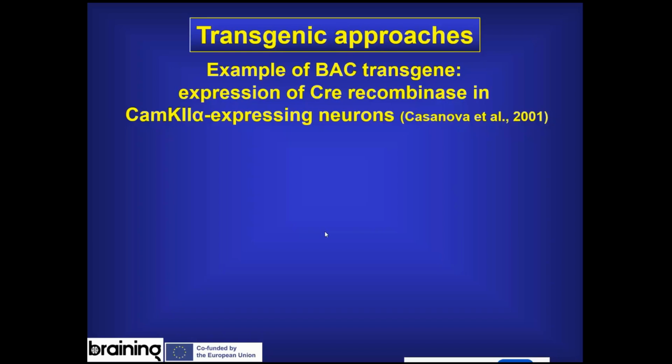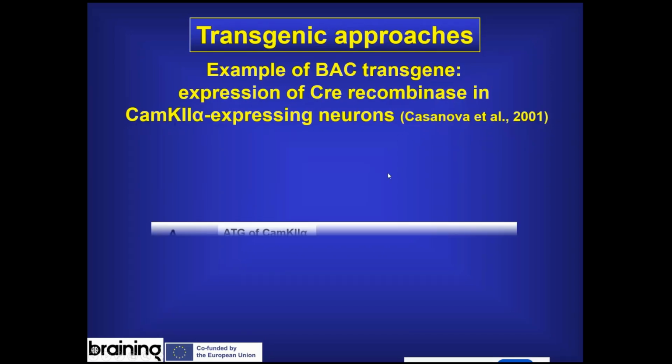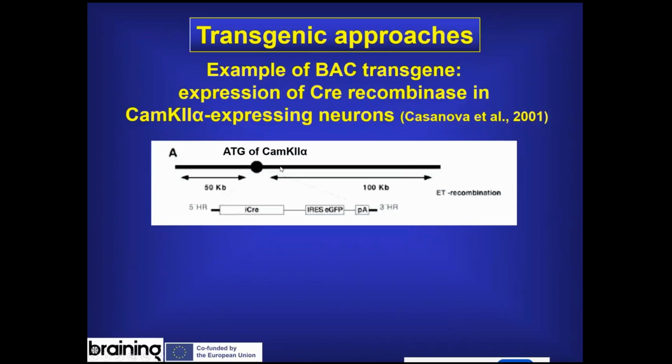However, I'm giving you the first example of a transgenic mouse that is still used in neuroscience. It is a mouse that targets the expression of Cre recombinase, which is a bacterial protein, and I will come back to this later, in principal projecting neurons, so CaMKII alpha. What they did in this study: they took a BAC which contained the CaMKII alpha gene and 50 kilobases of its promoter, so quite a lot of regulatory sequences. And at the start of the CaMKII alpha gene, they inserted Cre with a GFP cassette.